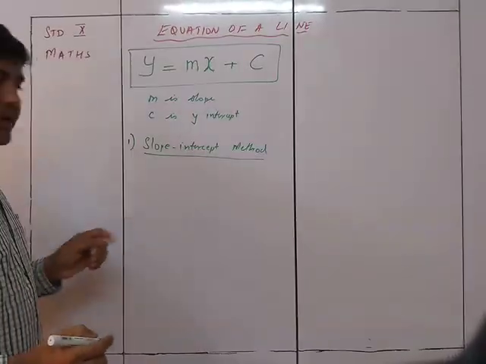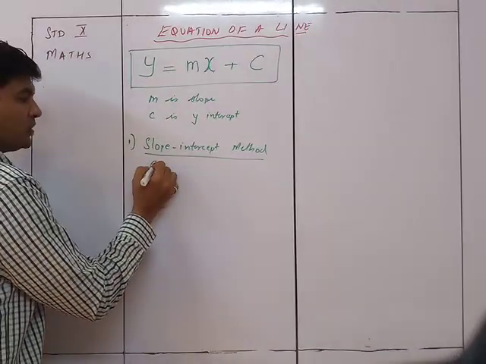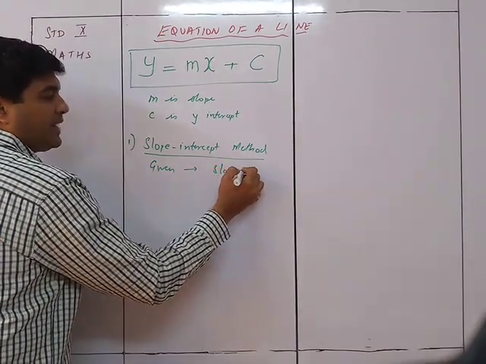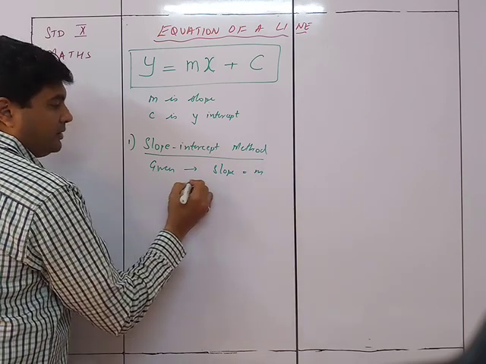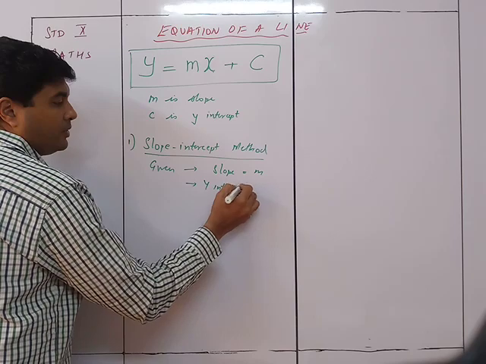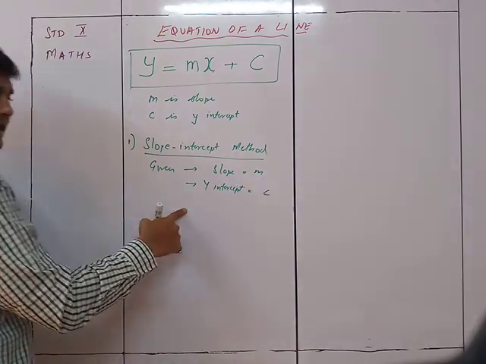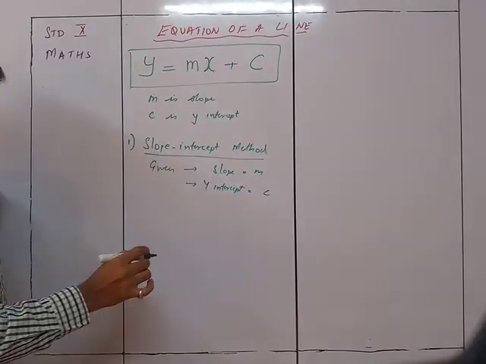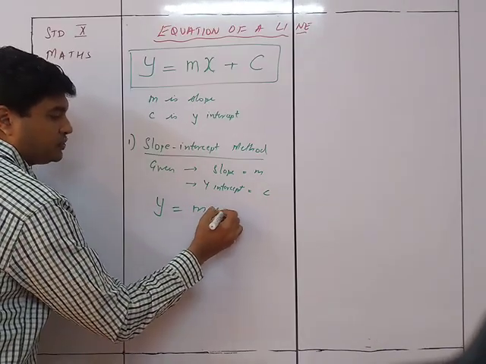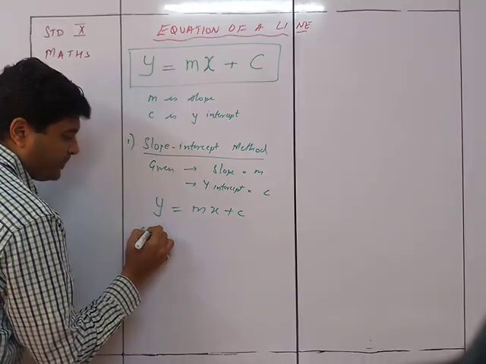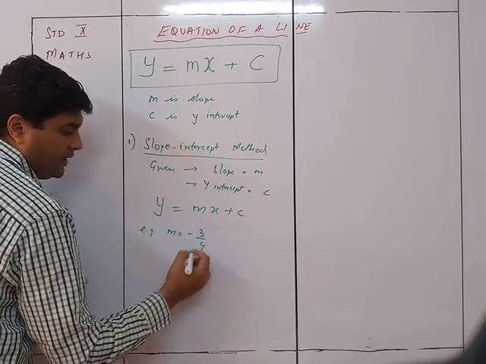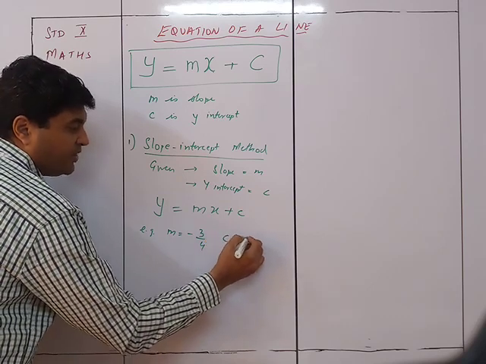It is that method in which what is given is the slope, that is m, and the y-intercept, which is nothing but c. Accordingly, what you need to do is just use it in y is equal to mx plus c. Let's take an example. Let's take the slope equal to minus 3 upon 4, and let's take c to be 5.